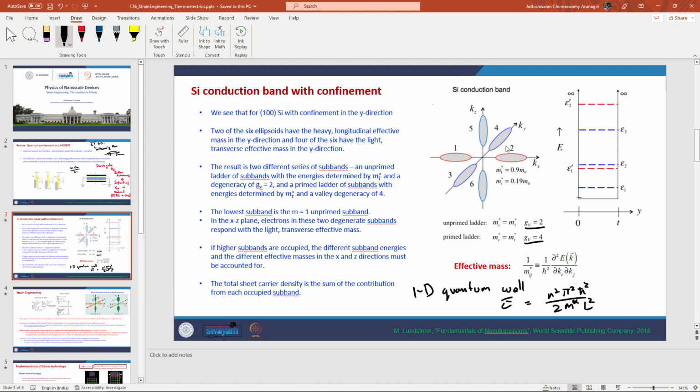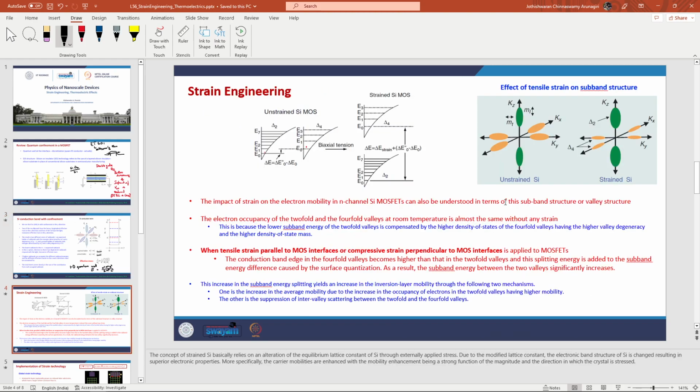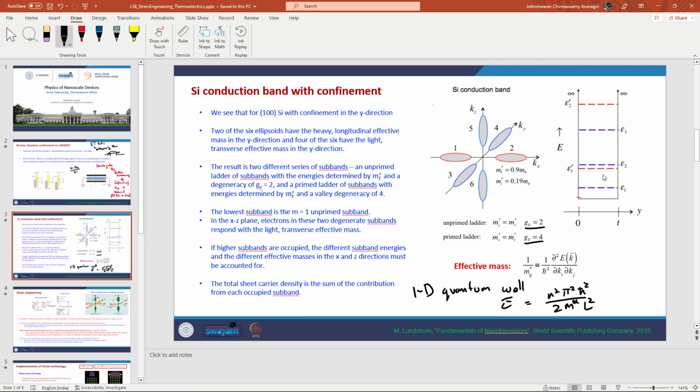So the curvature of this surface will determine what the effective mass is. Since due to strain, two of these have changed in their curvature, for two of these subbands, essentially what will happen is the effective mass changes. So because of that, we shall have a change in the net effective mass.